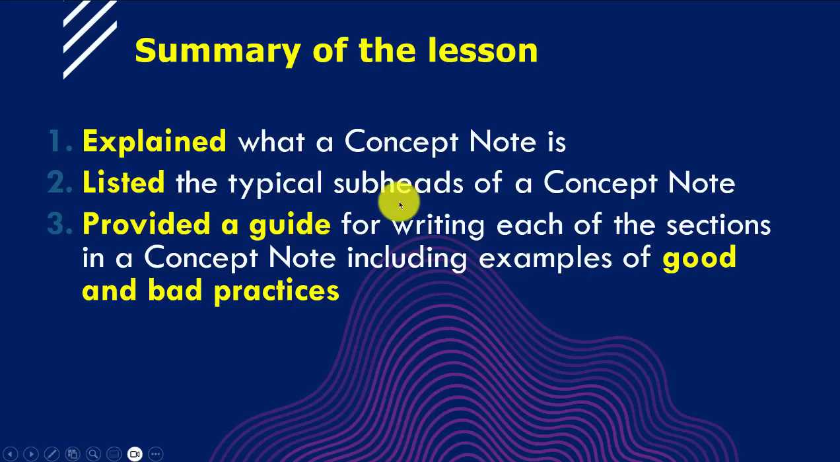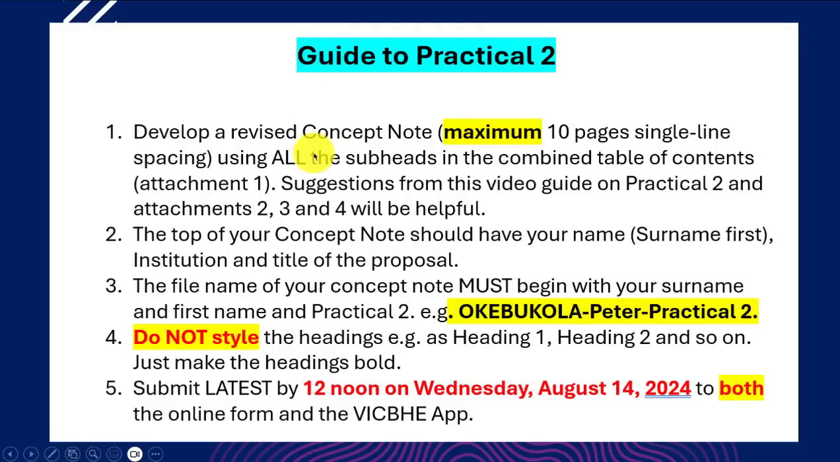Yeah, so that being our lesson number 1, what is the next thing? Next thing is for you to do practical number 2. And what's practical number 2 to look like? This is the guide to practical 2. We want you to develop a revised concept note. You did practical 1, your concept note, and it was about 3-4 pages. Now we want maximum 10 pages.